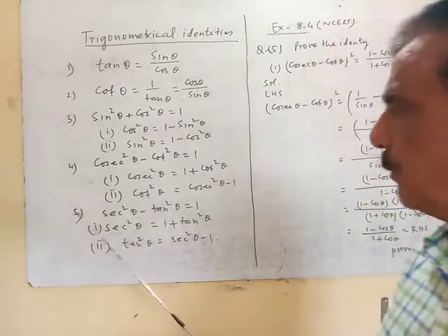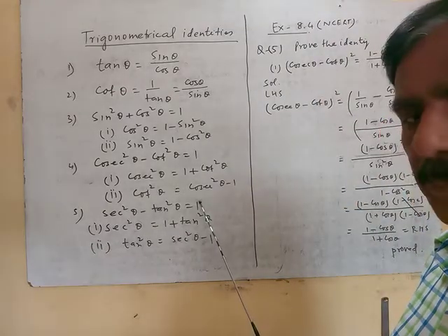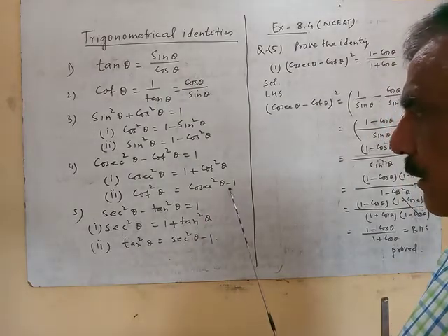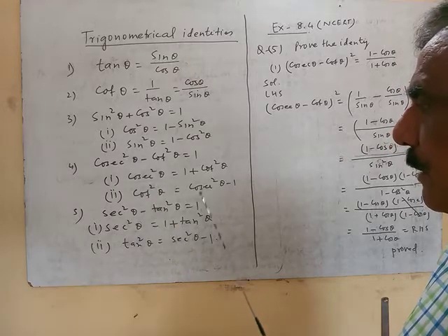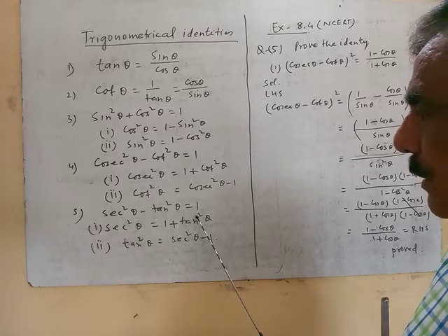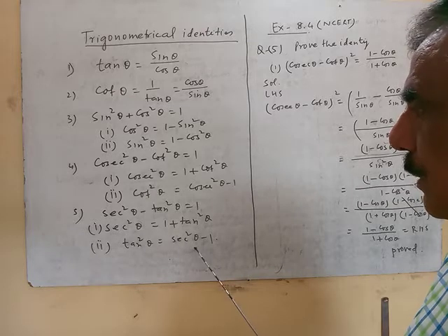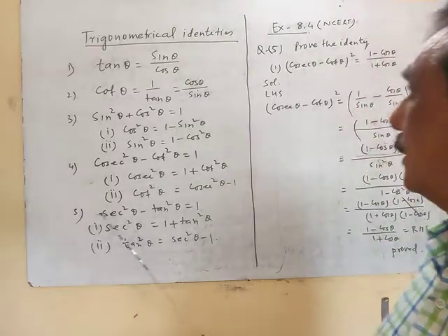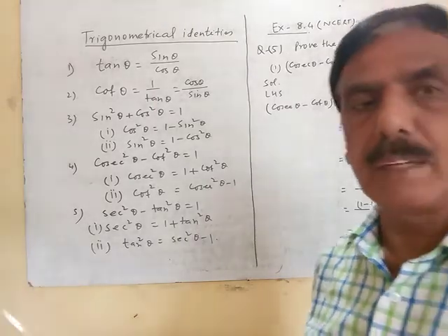Now the fifth one, sec square theta minus tan square theta is equal to 1. Transposing tan square to the right-hand side, it is negative here, so it becomes positive. So sec square theta is equal to 1 plus tan square theta. Now tan square theta is equal to sec square theta minus 1. So these are all the identities. They will help you in proving other identities.